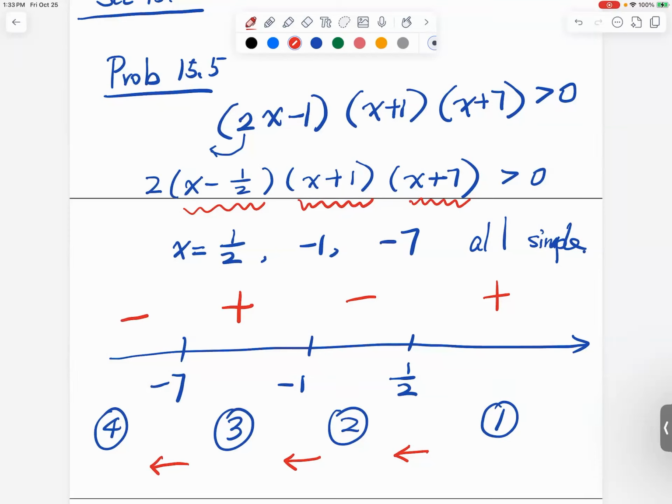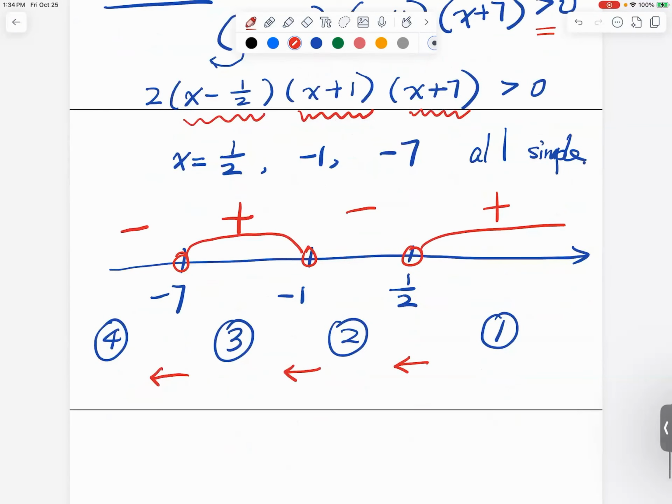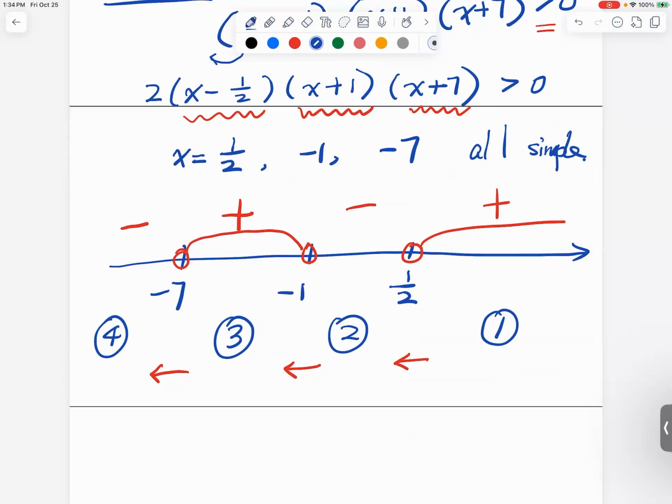Now, you labeled the sign in each interval. You can immediately write down the solution to this inequality. Because we have strict inequality, all these roots cannot be included. So I draw 3 circles, meaning excluding these points. And I'm interested in intervals where the left-hand side is positive. So I'm interested in the plus intervals. So I have 2 of them, right?